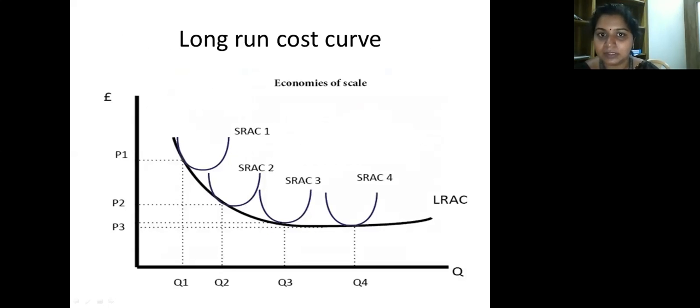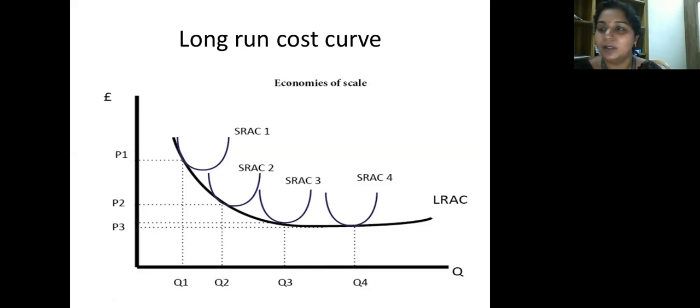Now the long run cost curve. If you add all the short run cost curves, you will get a long run cost curve. It is also called the envelope curve. One question they can ask from the long run cost curve is what the reason behind this envelope shape, this U shape, is. When the long run cost curve is declining, the reason is the economies and diseconomies of scale, which you would have studied. These are nothing but the advantages and disadvantages of producing more units.